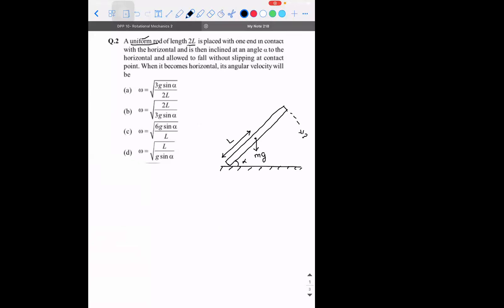Now tell me one thing. What form of energy did it possess initially, getting converted to what other form of energy? Potential energy to kinetic energy. Yes. So it had gravitational potential energy and it is converted to kinetic energy. It is only rotational, it doesn't have any translational. It is converted to rotational kinetic energy. So gravitational potential energy is mg into height of the center of mass from the reference point. If I take this as the reference line, what is the height of the center of mass?